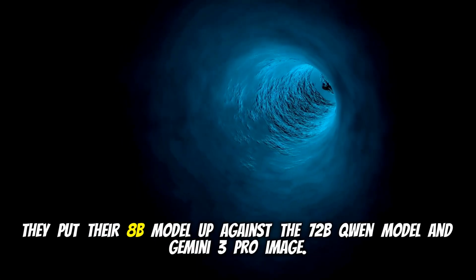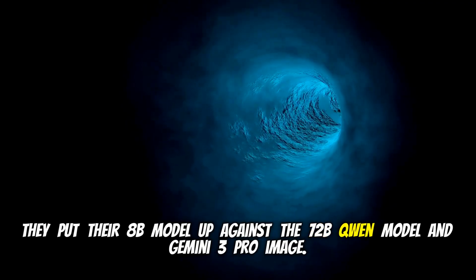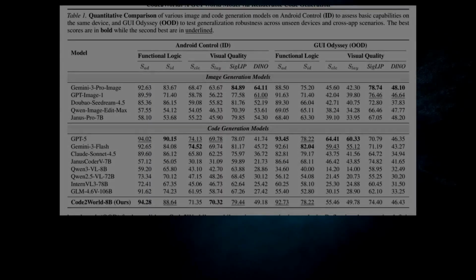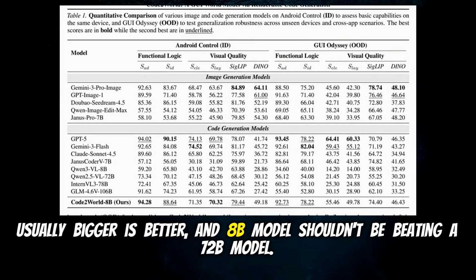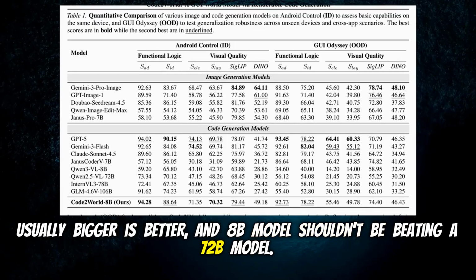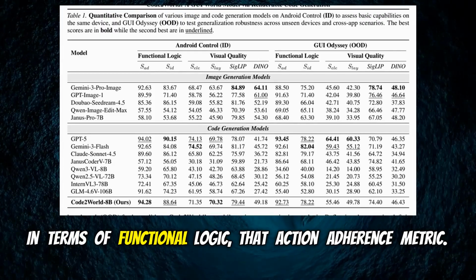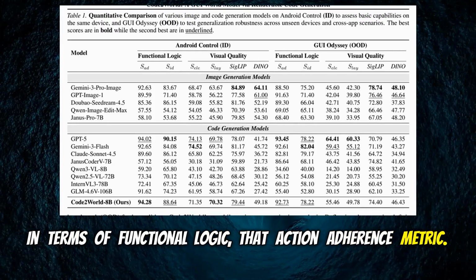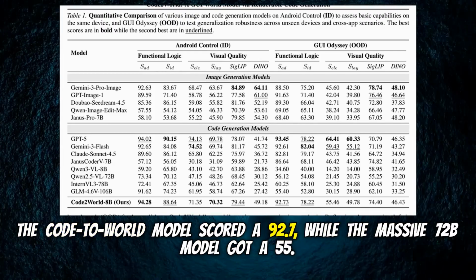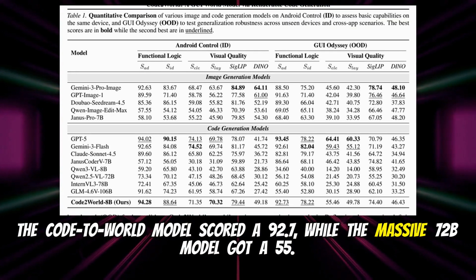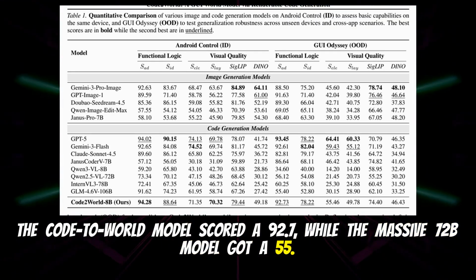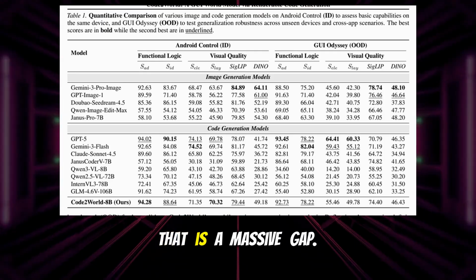Let's get to the performance. They put their 8B model up against a 72B Qwen model and Gemini 3 Pro Image. Usually bigger is better. An 8B model shouldn't be beating a 72B model. But it does. I mean, it demolishes it. In terms of functional logic, that action adherence metric, the Code2World model scored a 92.7, while the massive 72B model got a 55. Whoa. That is a massive gap.